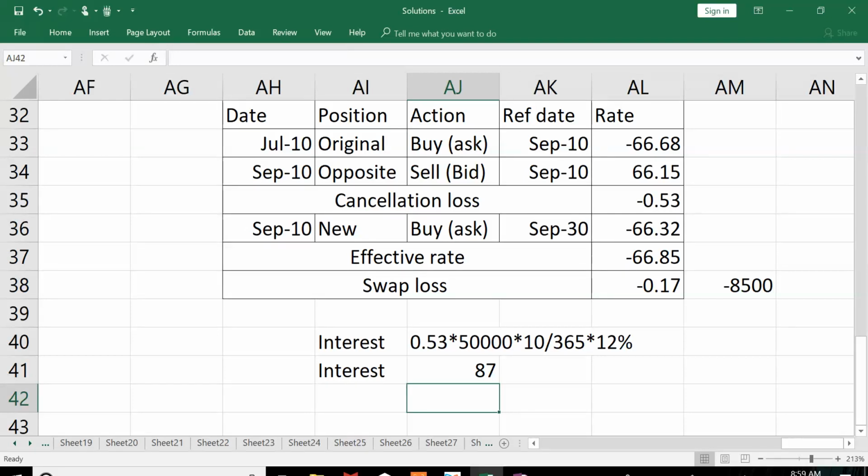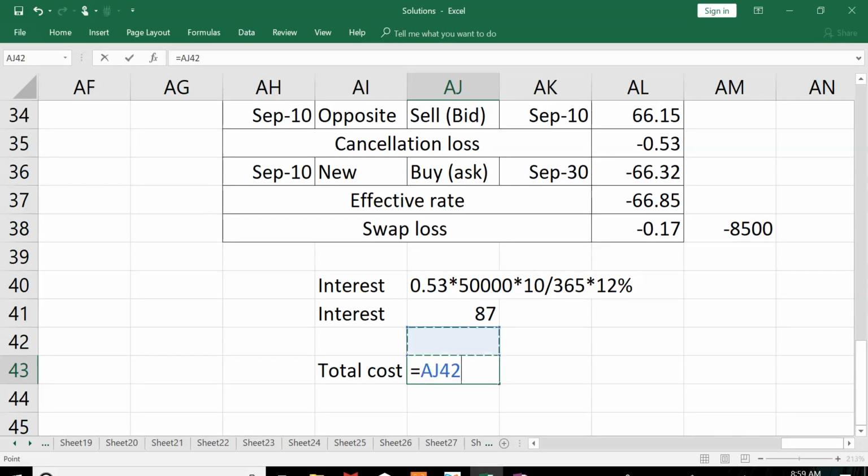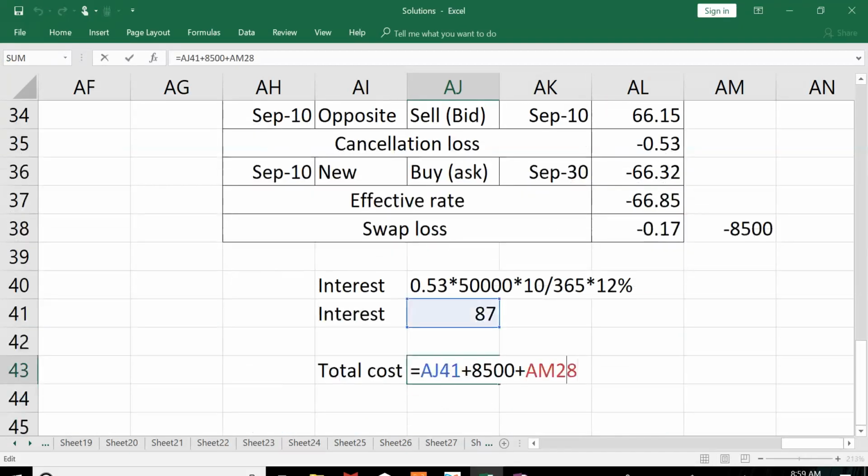Now, any doubts on this? The total cost which the customer has to pay is 87 plus 8,500 plus 47,300. So he has to pay this amount, 55,887. Now we'll see the different scenarios which they're talking about, but he has to pay 55,887. That amount has to be paid.